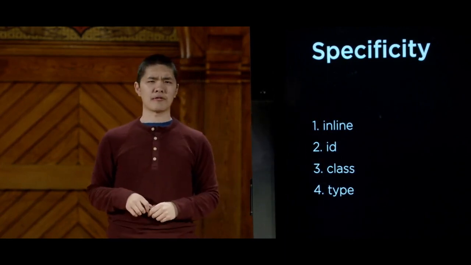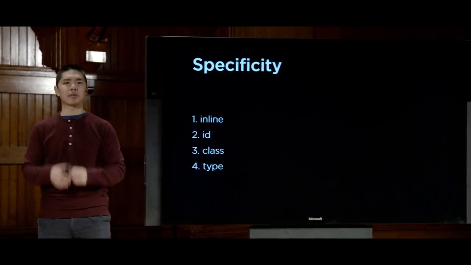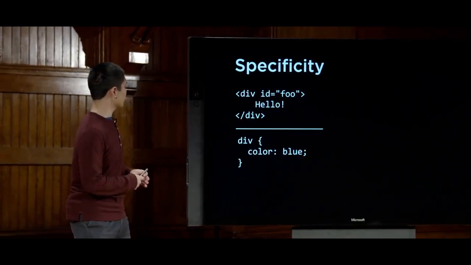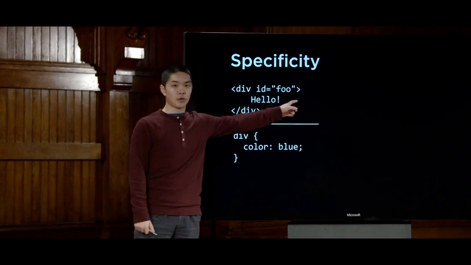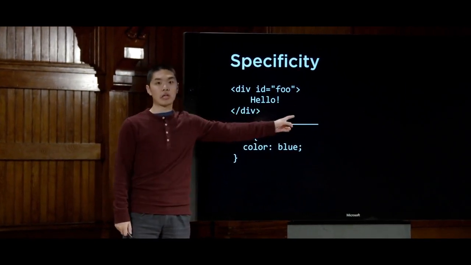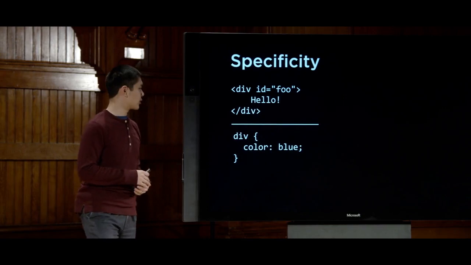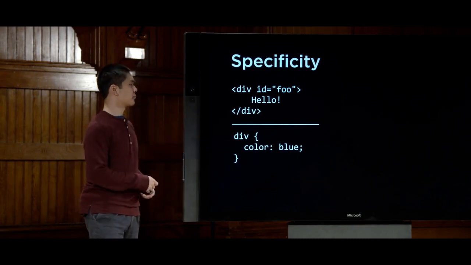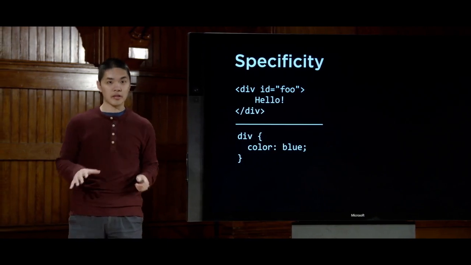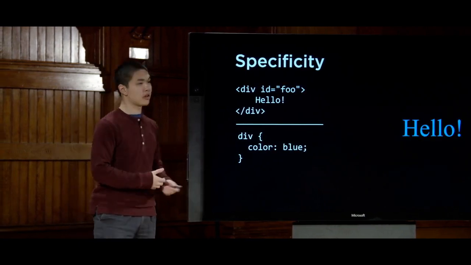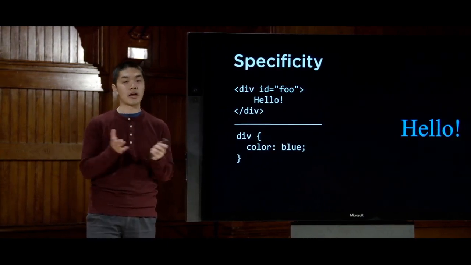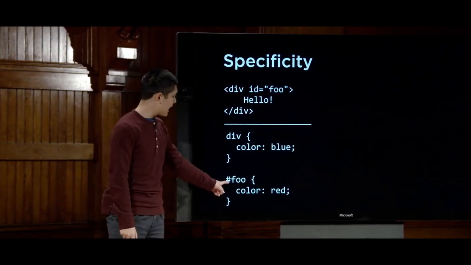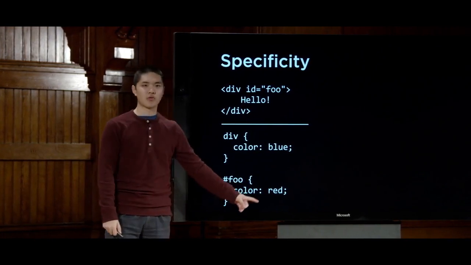So let's take a look at an example of this. Let's look at this code, where I have a div whose ID is foo, inside of which I'm just saying the word hello. And the CSS code that I've included here says for all divs, I would like to give those a color of blue. Obviously, in that case, there's nothing conflicting. We're going to see the word hello in blue. But what happens now if we add that anything with ID foo should be colored red?